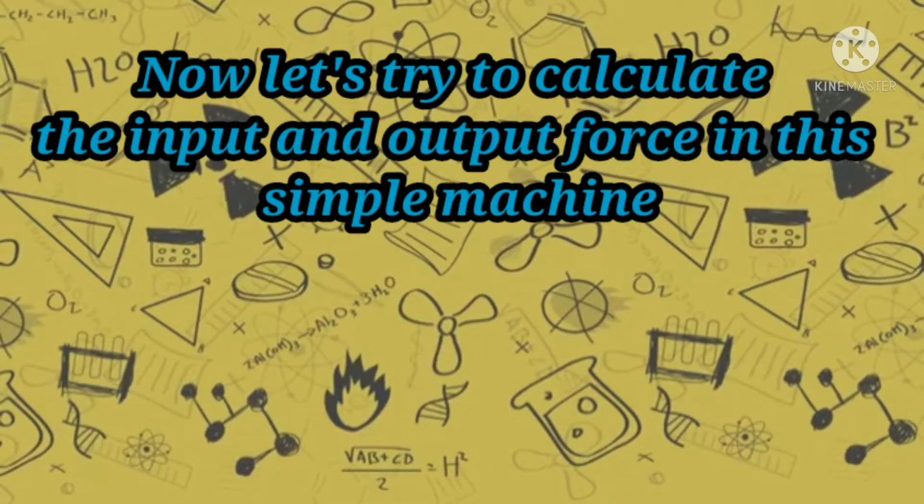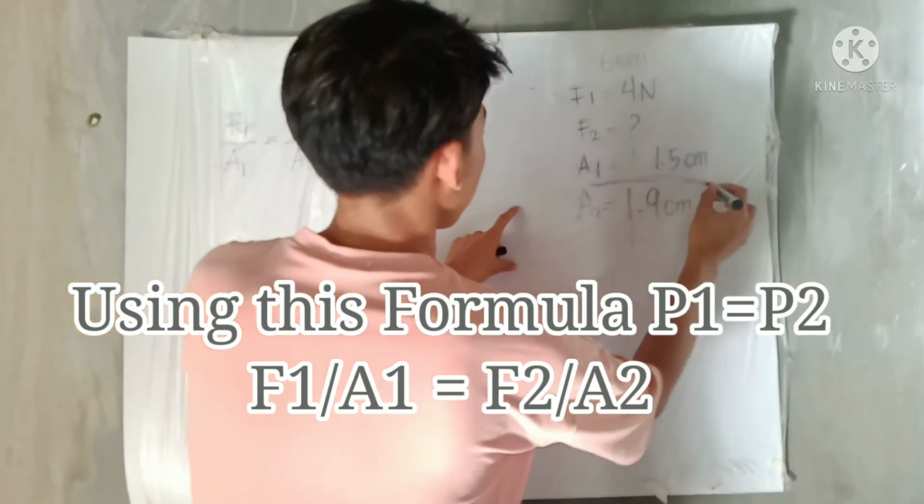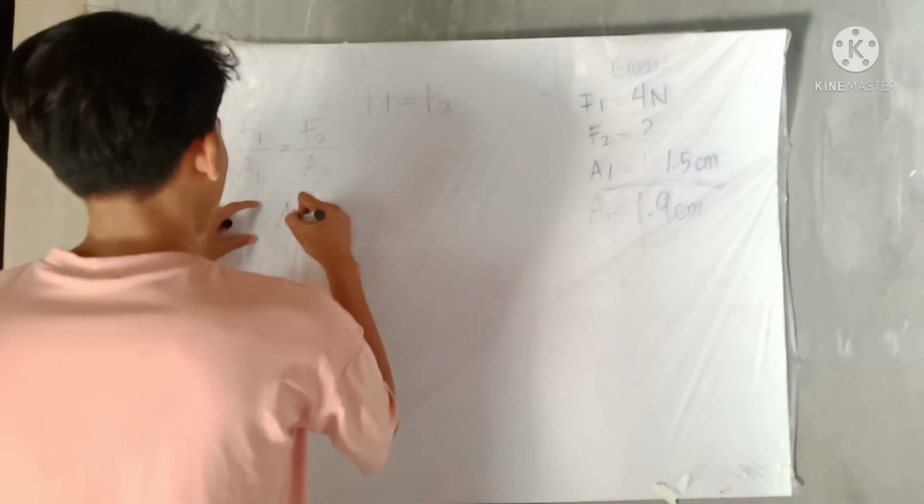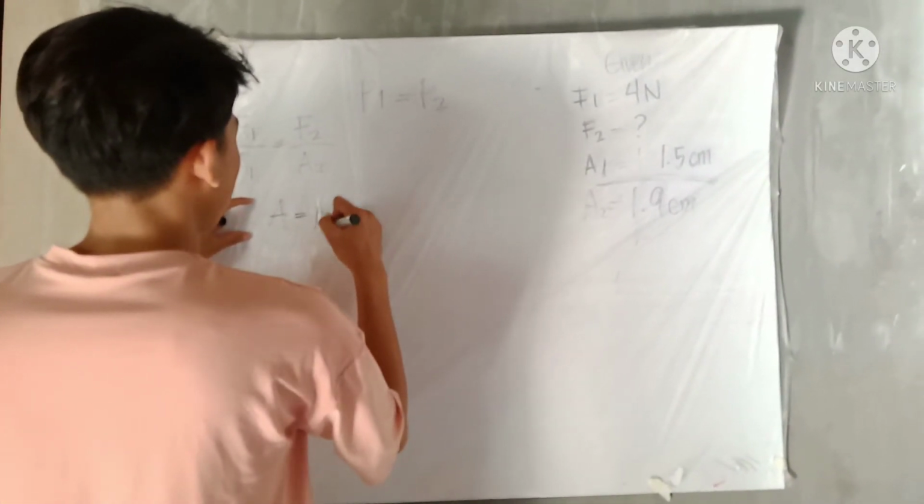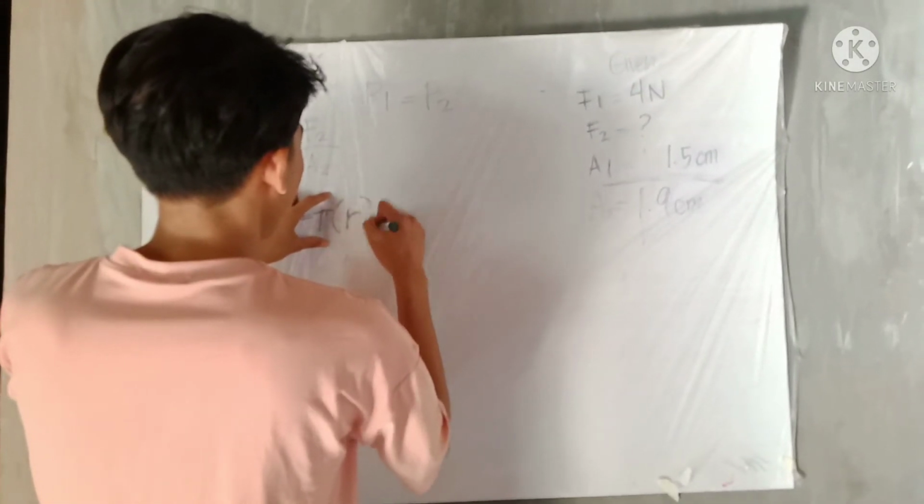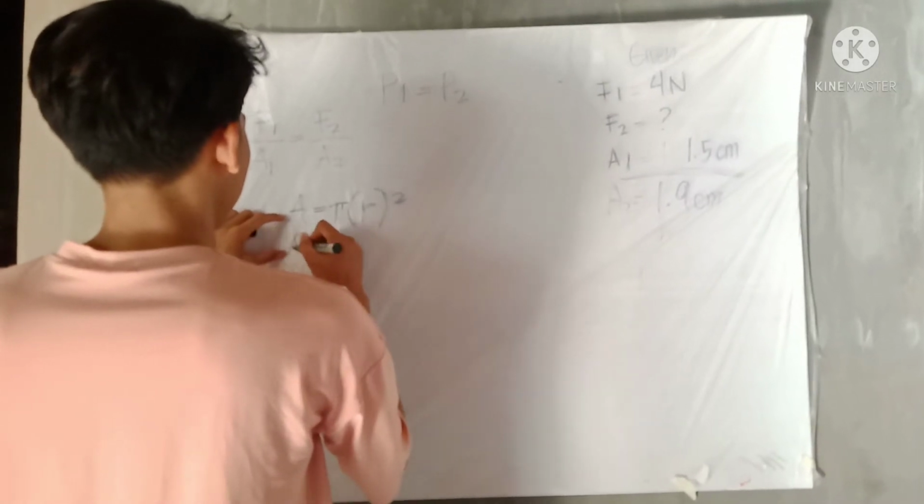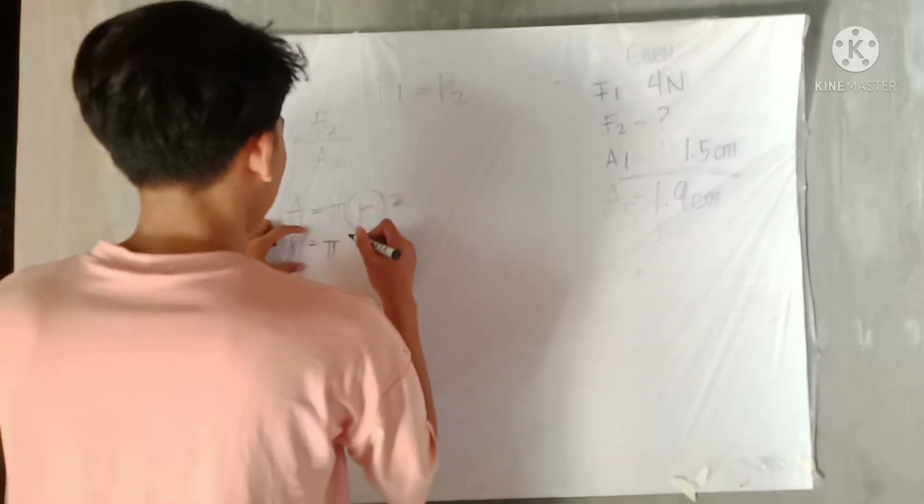Now let's try to calculate the input and output force in this simple machine. Let's say that 4 newtons of pressure or an input force is exerted in this machine, where the area 1 of the 5 ml syringe is 1.5 cm, and the F2 or the output force is the missing one that we're looking for, which has an area of 1.9 cm.